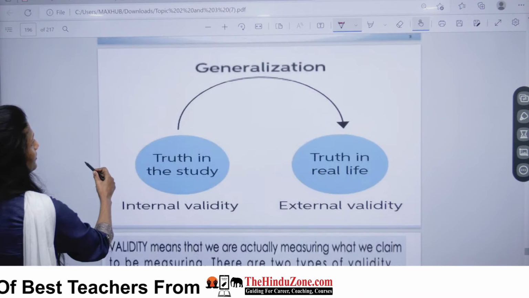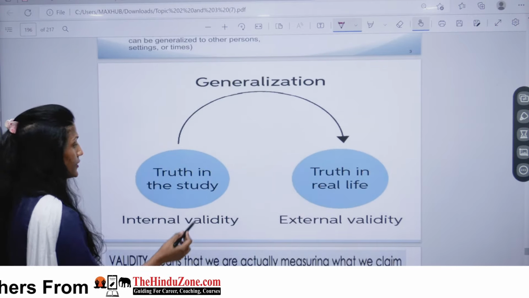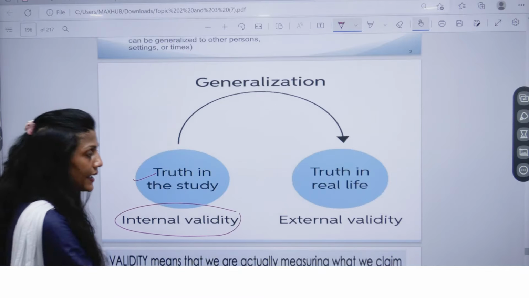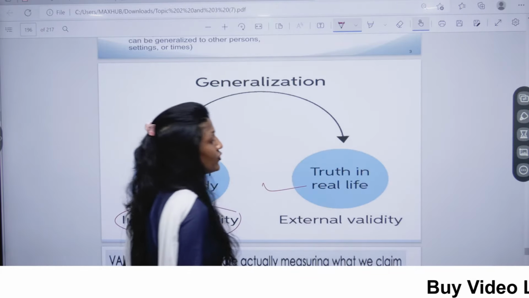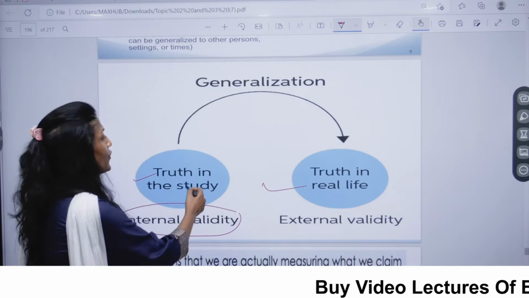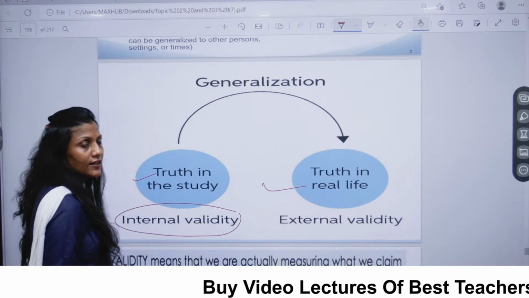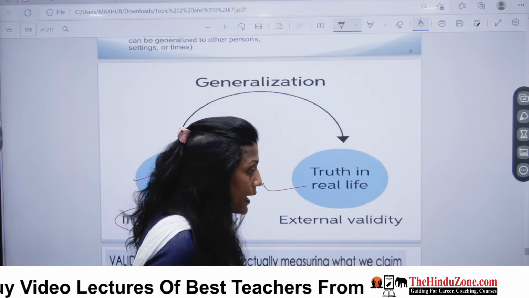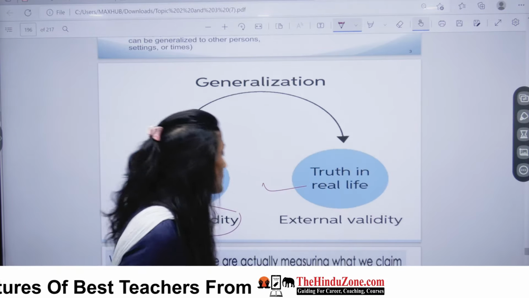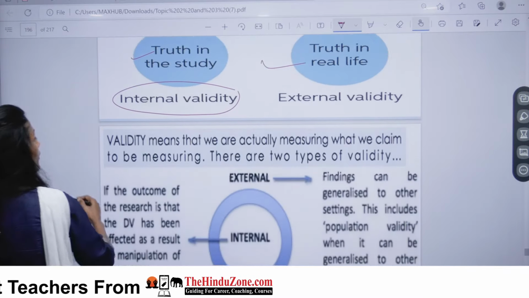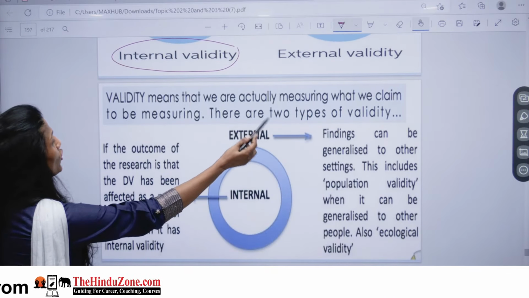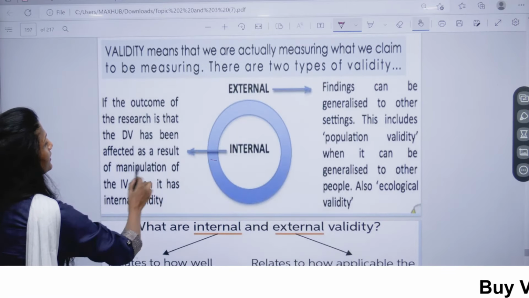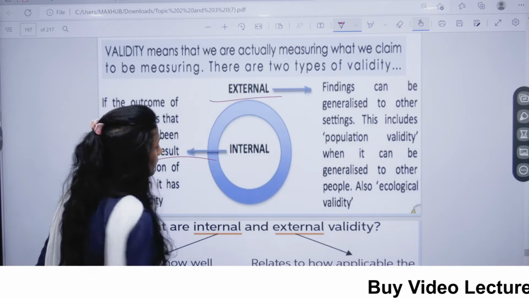So let me just give you more explanation on validity. Internal validity, truth in the study. External validity, truth in real life. So my findings on poverty, how valid are they if I'm conducting similar research somewhere else? All right, guys, any doubts so far? Validity means that we are actually measuring what we claim to be measuring. Okay, so this is internal and that is external.